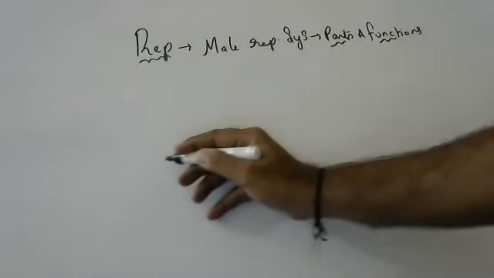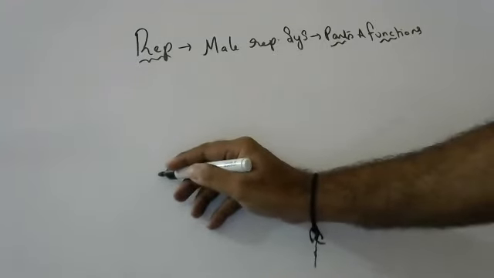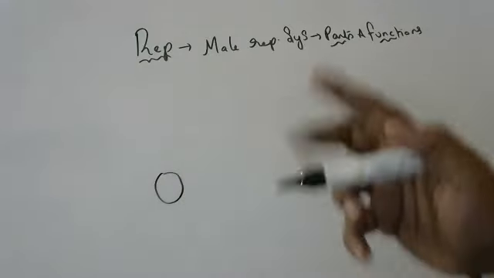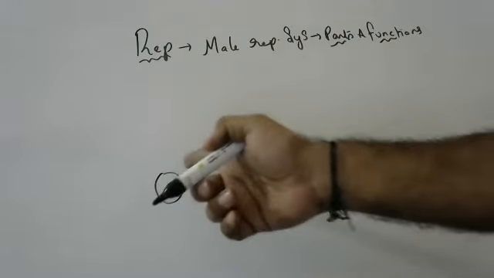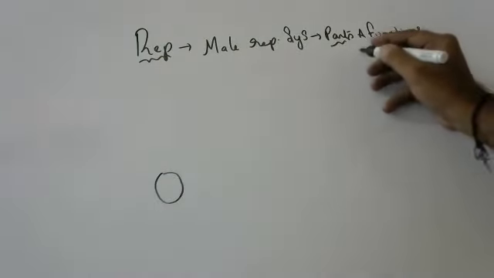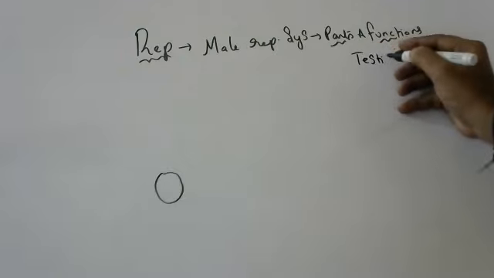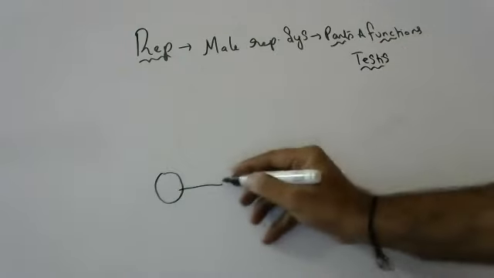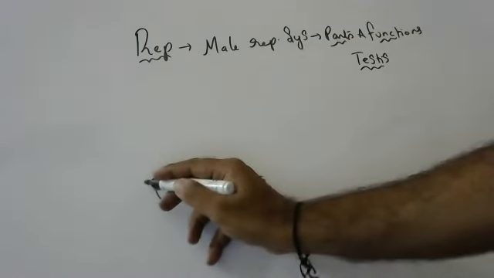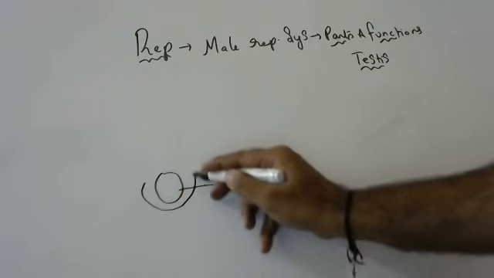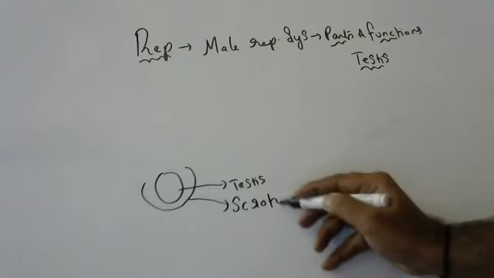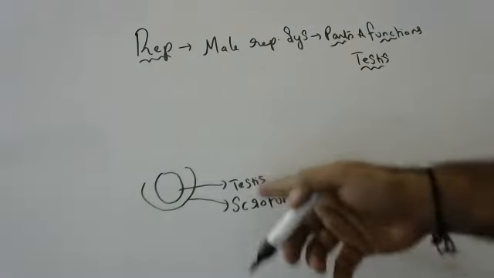Children, in the male reproductive system in humans, the main important parts are the testes. There are two in number. Actually, I'm drawing a side view, that's why I'm drawing one. Number one is testis. These are called testes, children. Now, testes are protected by a loose fold of skin called the scrotal sac, or scrotum. Testes are protected by scrotum.